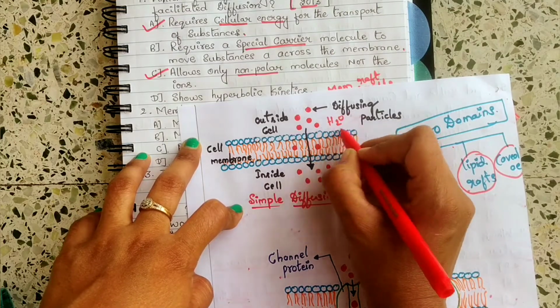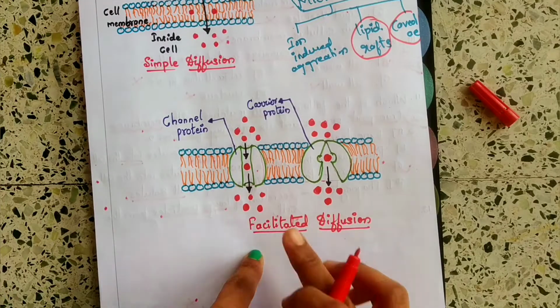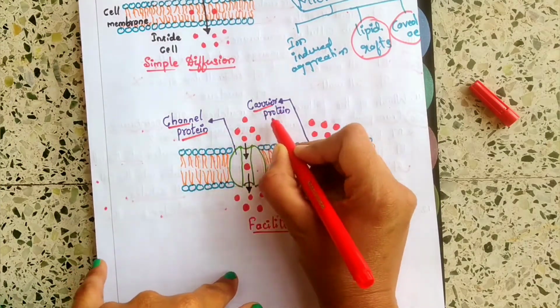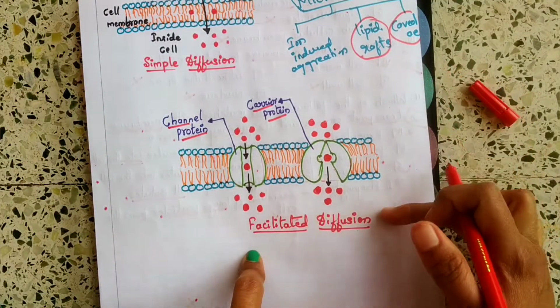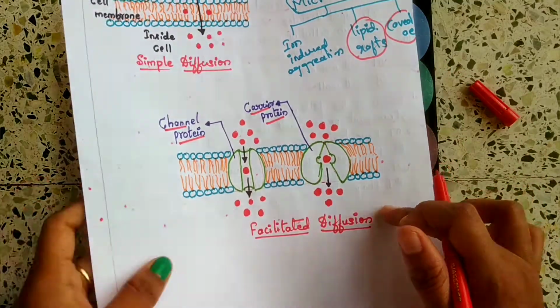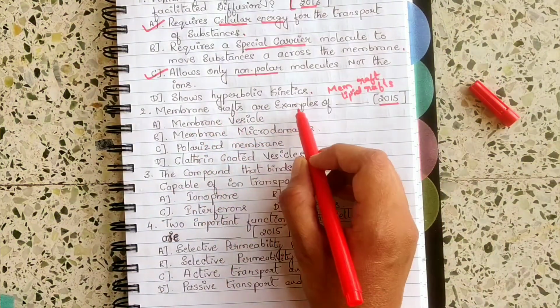In simple diffusion, the diffusing particles cross the cell membrane directly, for example water. To differentiate, look at facilitated diffusion. In facilitated diffusion, they have channel proteins and carrier proteins to transfer these diffusing particles from outside the cell to inside the cell. Okay, this is the difference. Now, let's continue with the second question. These membrane rafts are also called lipid rafts.